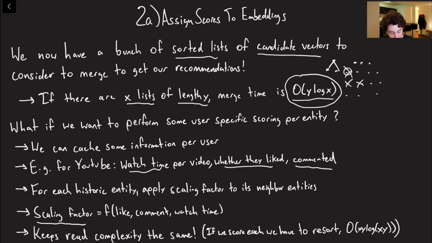So we have some sort of scaling factor, we apply it to each of the lists of Y elements, and that way we can actually keep our read time complexity the same, because now we're still merging a bunch of sorted lists, we just take into account that scaling factor.